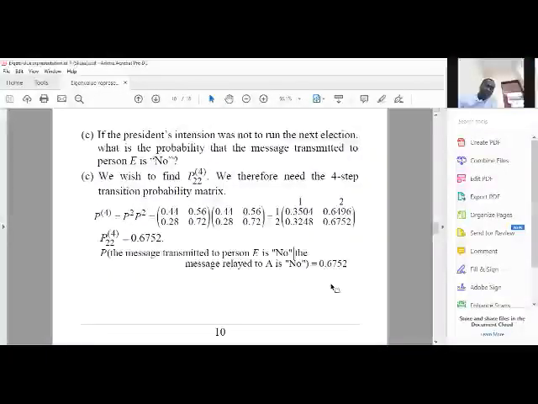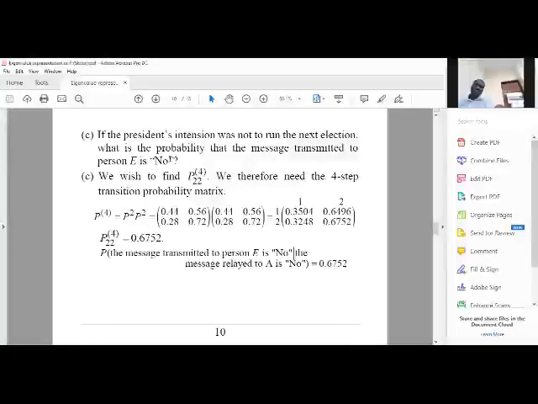That's if the president's intention was not to run the next election. Not to run means no. What is the probability that the message transmitted to E is still no? No, still no. From A to E is how many transitions? It is 4 transitions.